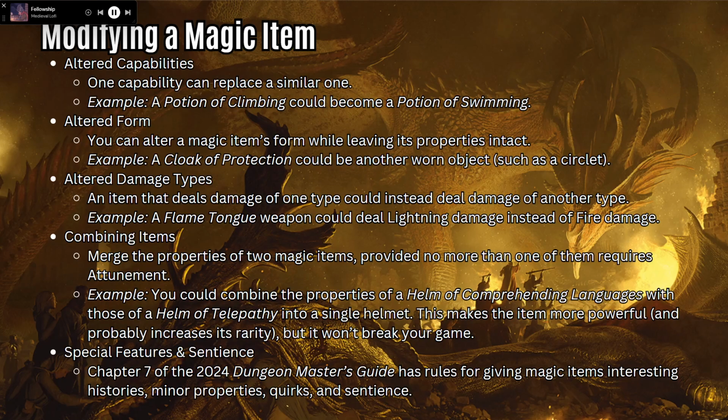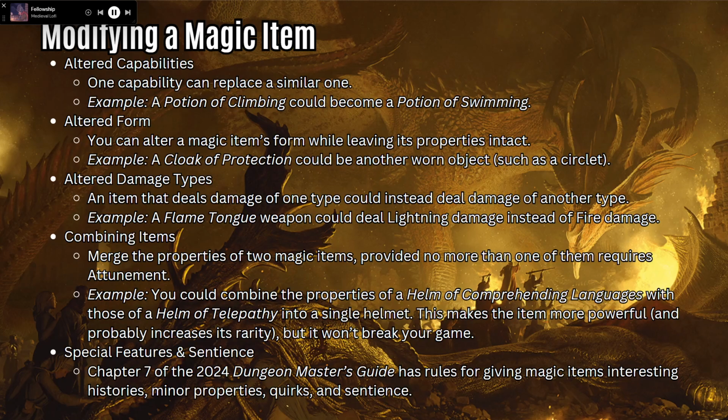There are a number of ways for us to modify a magic item in order to create a new one. The first way would be by altering the capabilities of a magic item. We could do so by simply replacing the capability of one magic item with a similar one. An example of this would be changing a potion of climbing into a potion of swimming by simply replacing the climbing speed that the potion would grant with a swimming speed instead. That would be a very simple way to alter the capabilities of an existing magic item to create a new one.